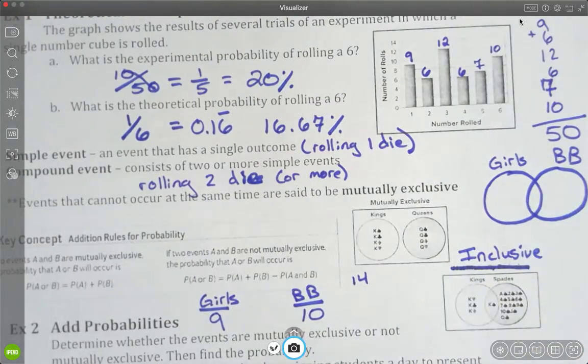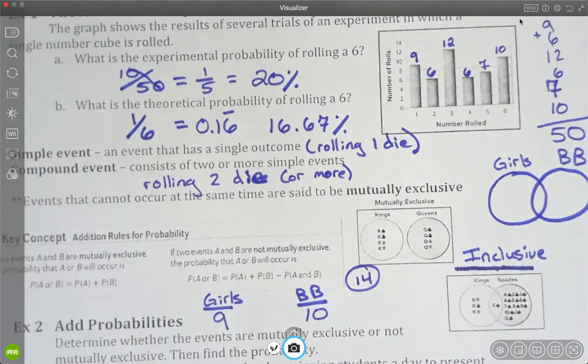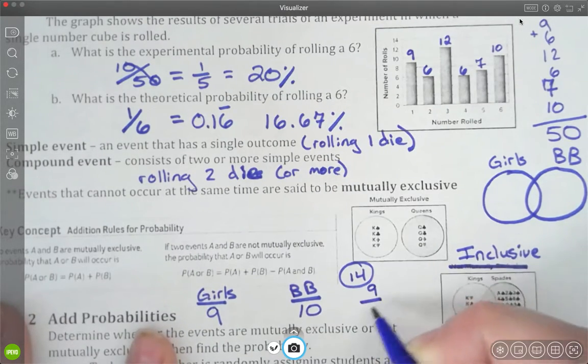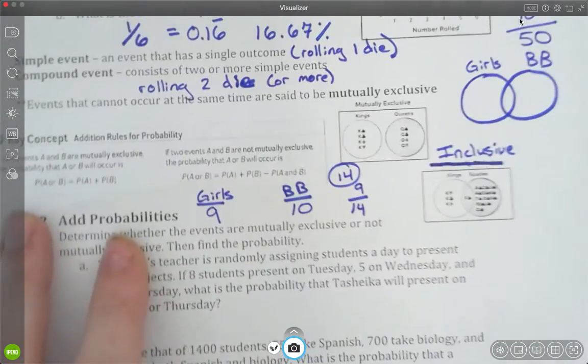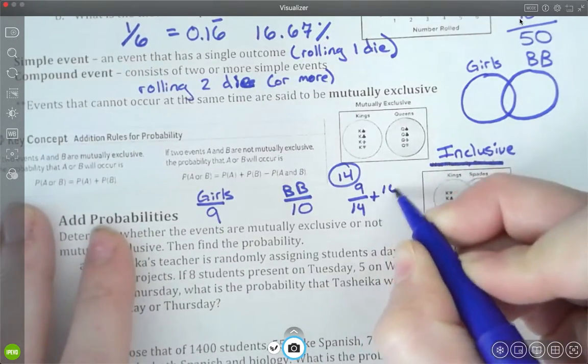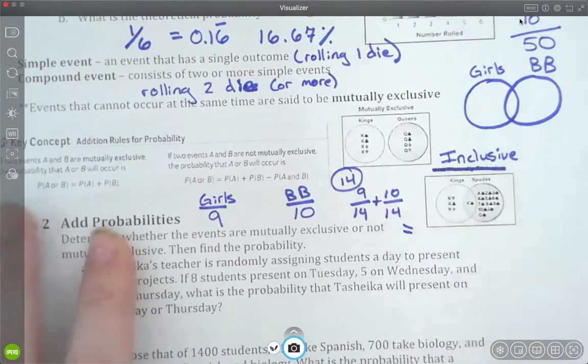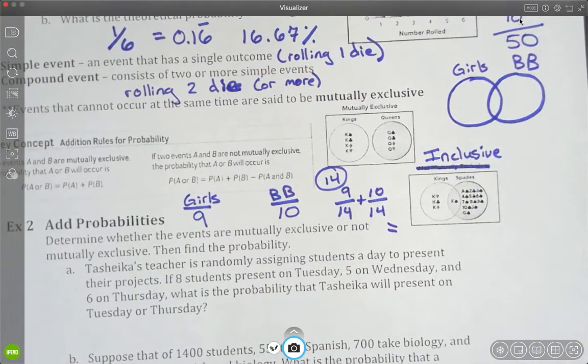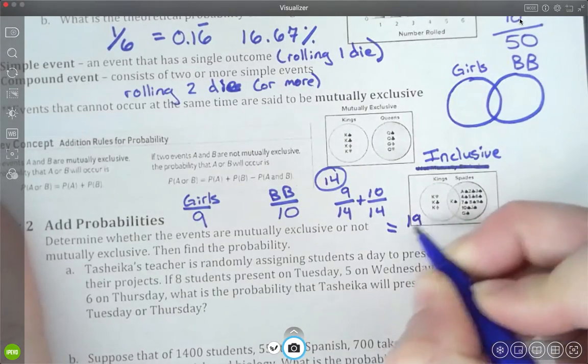And you're totally confused because you're like, Mrs. Comerter, what are you trying to get at? So, here's what I'm going to ask you. What are the chances that I select any one person from this room and they are either a girl or a basketball player? 9 in 14 chance of selecting a girl, right? There is a 10 in 14 chance of me selecting a basketball player. If I add those together, that is 19 over 14.